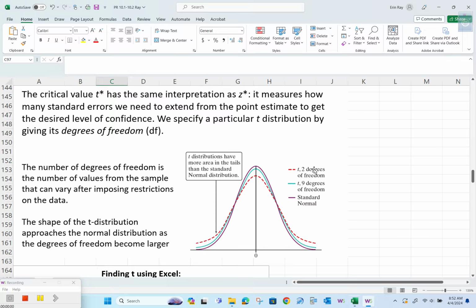Okay, when we talk about t, there's a new argument or a new thing that you have to deal with, and it's called degrees of freedom. Degrees of freedom just tell you how many of the sample values can vary. So it's equal to whatever your sample size is minus 1. So if you have a sample size of 10, 9 of those values can vary. One of them has to be set. So that's all a degree of freedom is. It's just n minus 1.